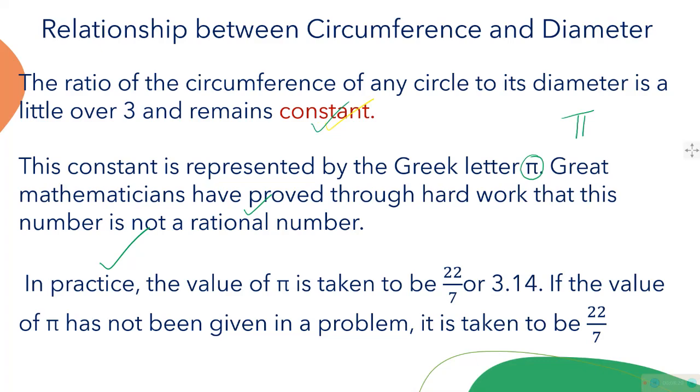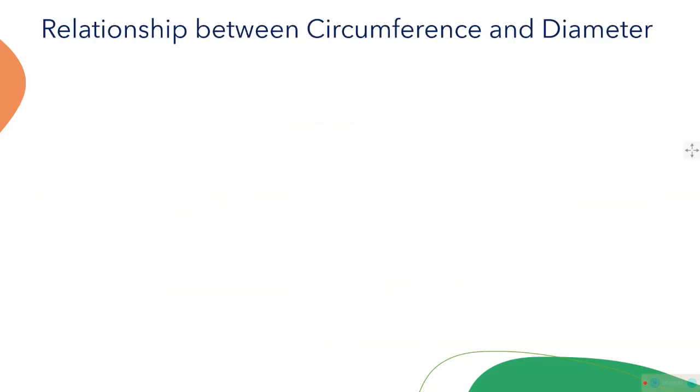If the value of pi has not been given in a problem, it is taken to be 22 upon 7, because in practice we have taken it as 3.14. It did not stop at 14, but we will take it as 22 upon 7 or 3.14. This much you need to understand for now.